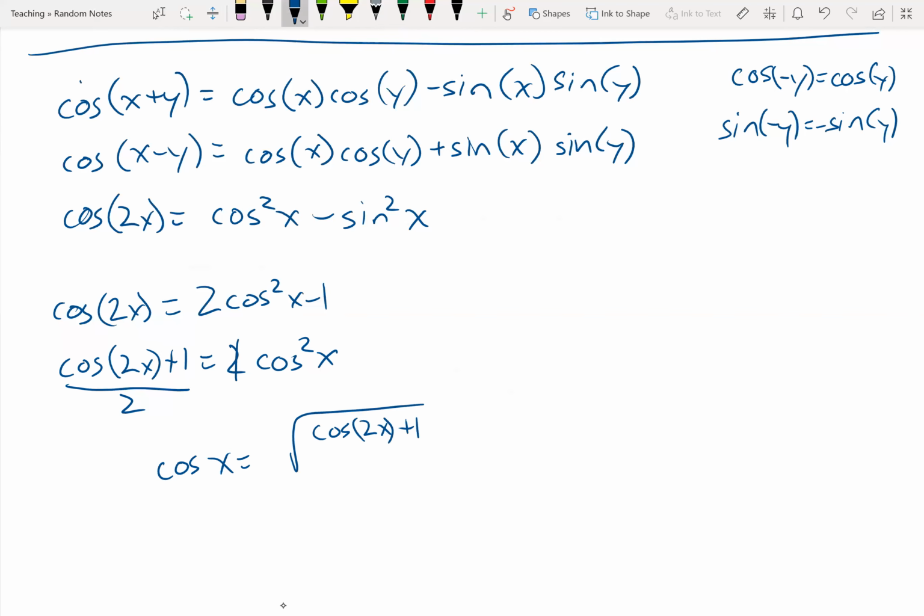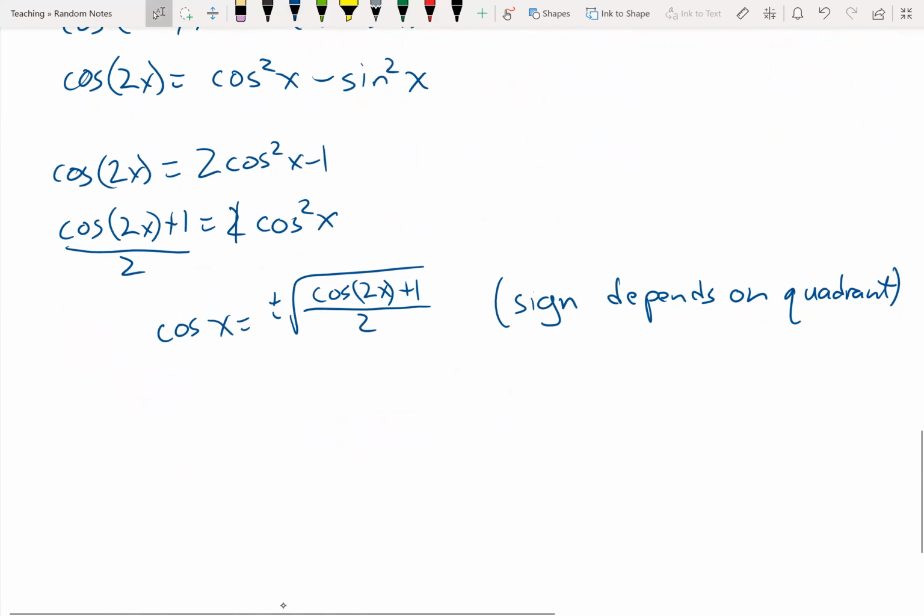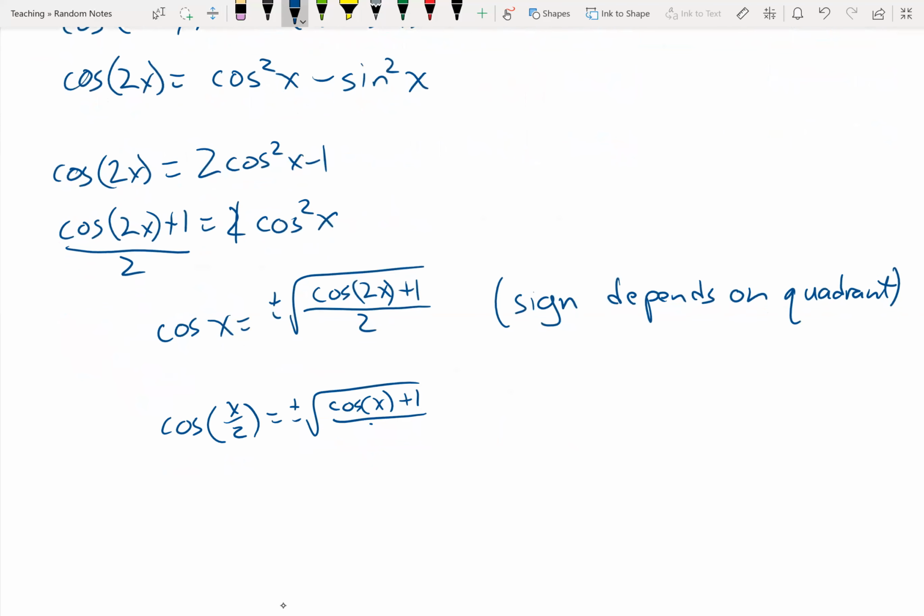Cosine of 2x plus 1 all over 2, all under the radical. But remember, when you're taking the square root, I could have squared a positive or a negative, so I'm going to put a plus or minus. And over here, we say the sign depends on quadrant. Okay. All right. And then x is half of 2x, so I can rewrite x as x over 2. And then that's plus or minus the square root of cosine of x plus 1 all over 2. All right, so that's the half angle formula.